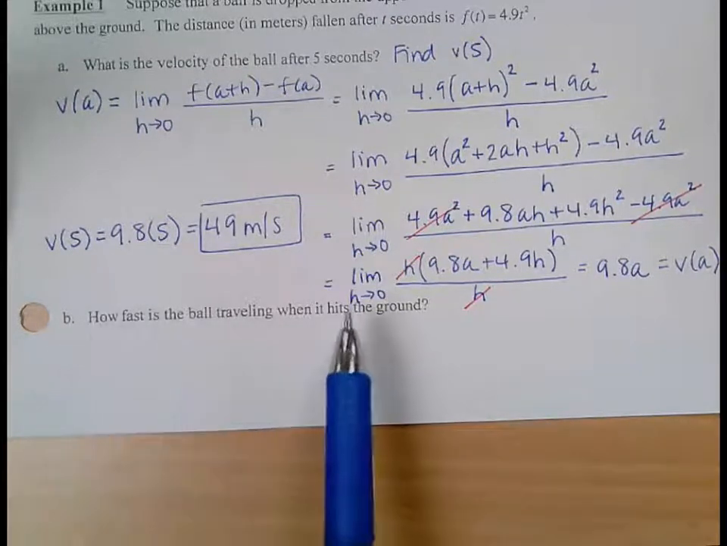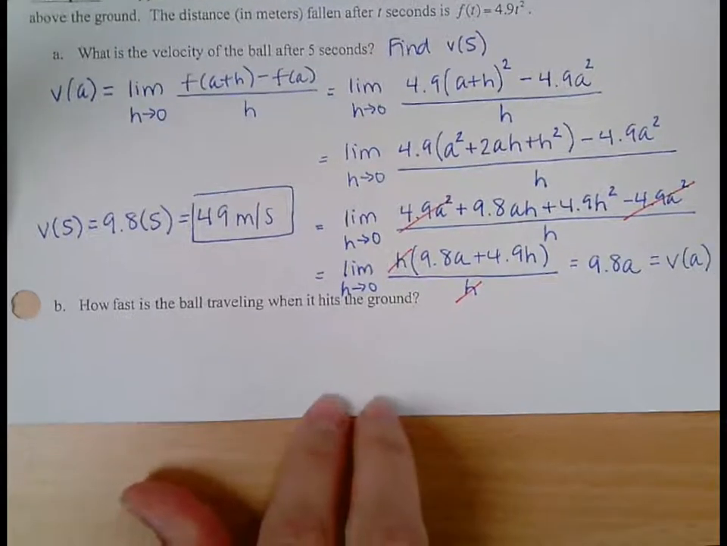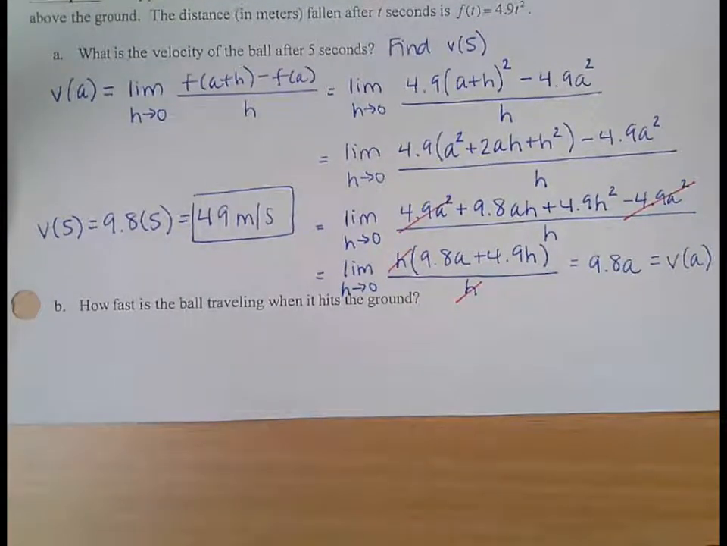All right, but then part B, you might be asked additional questions about this. It says, how fast is the ball traveling when it hits the ground? Well, what would be 0 if it hits the ground? Well, after it hits the ground, so it's asking at what speed does it hit the ground.